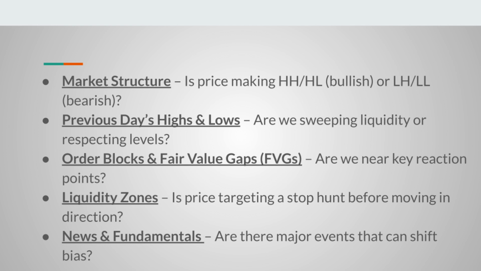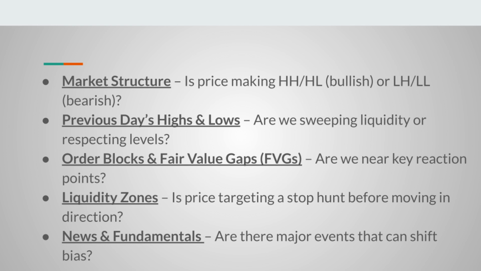Step number 4 is liquidity zones. This is where the smart money traps most traders. You need to try to avoid getting trapped by false breakouts. Market normally moves towards liquidity before making the real move. For example, let's say we're in a bearish trend. The market price sweeps high and then dumps, then it would have confirmed our bearish bias.